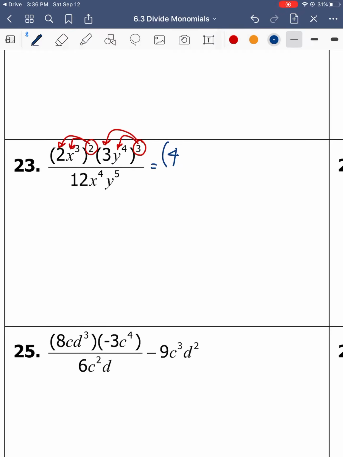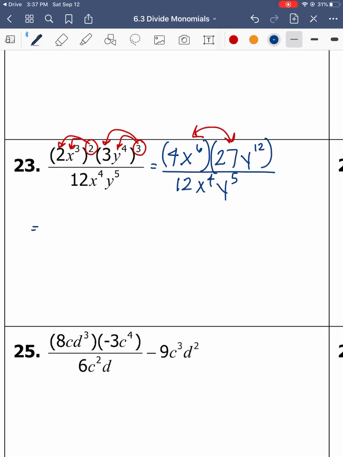And then x to the 3 times 2, which is 6, x to the 6th. And then in the second parentheses, we're going to have 3 cubed, which is 27. y to the 4 times 3 is 12. And then the denominator for now is going to stay the same. Okay, so then let's multiply this numerator. So we have 4x to the 6 times 27y to the 12th. So let's simplify this. We'll multiply the coefficients together. So 4 times 27 is 108.